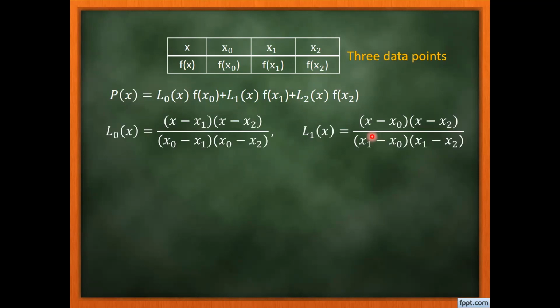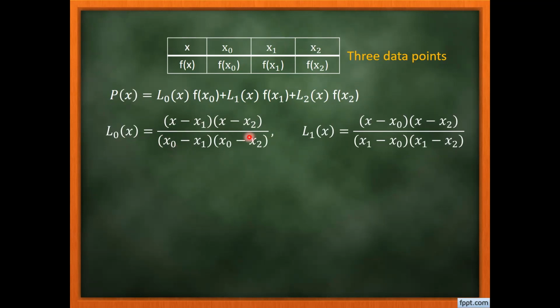So let's start with L0 of x. Now we want to make sure that the L0 of x numerator is 0 at x1 and x2. So I took the factors x minus x1 and x minus x2 to make sure that at x1 and x2, L0 equals 0. But at x0 it should be 1. So we need to divide by exactly the same terms. The only difference is we replace x with x0, so that when we have x0 minus x1 and x0 minus x2, the numerator and denominator cancel out, so that L0 equals 1.